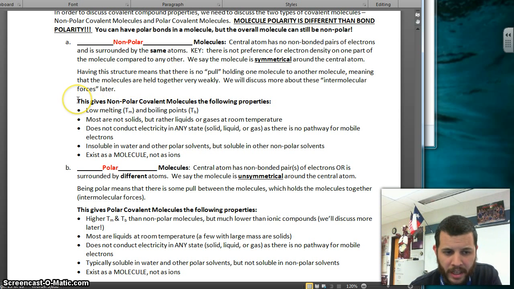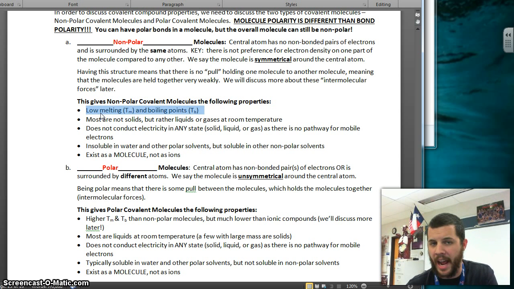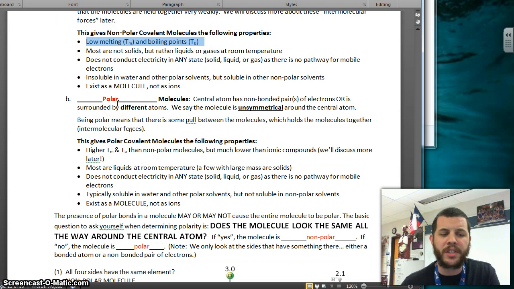Anything that's nonpolar is going to have a low melting point and a low boiling point. Most of these are not going to be solids. They're going to be either liquids or gases at room temperature. They're not going to conduct electricity. They're going to be insoluble in water for a reason which we're going to figure out at a later time. And these are going to exist as molecules. In other words, they're not ionic compounds. Anything that's covalent is going to be considered to be a molecule.